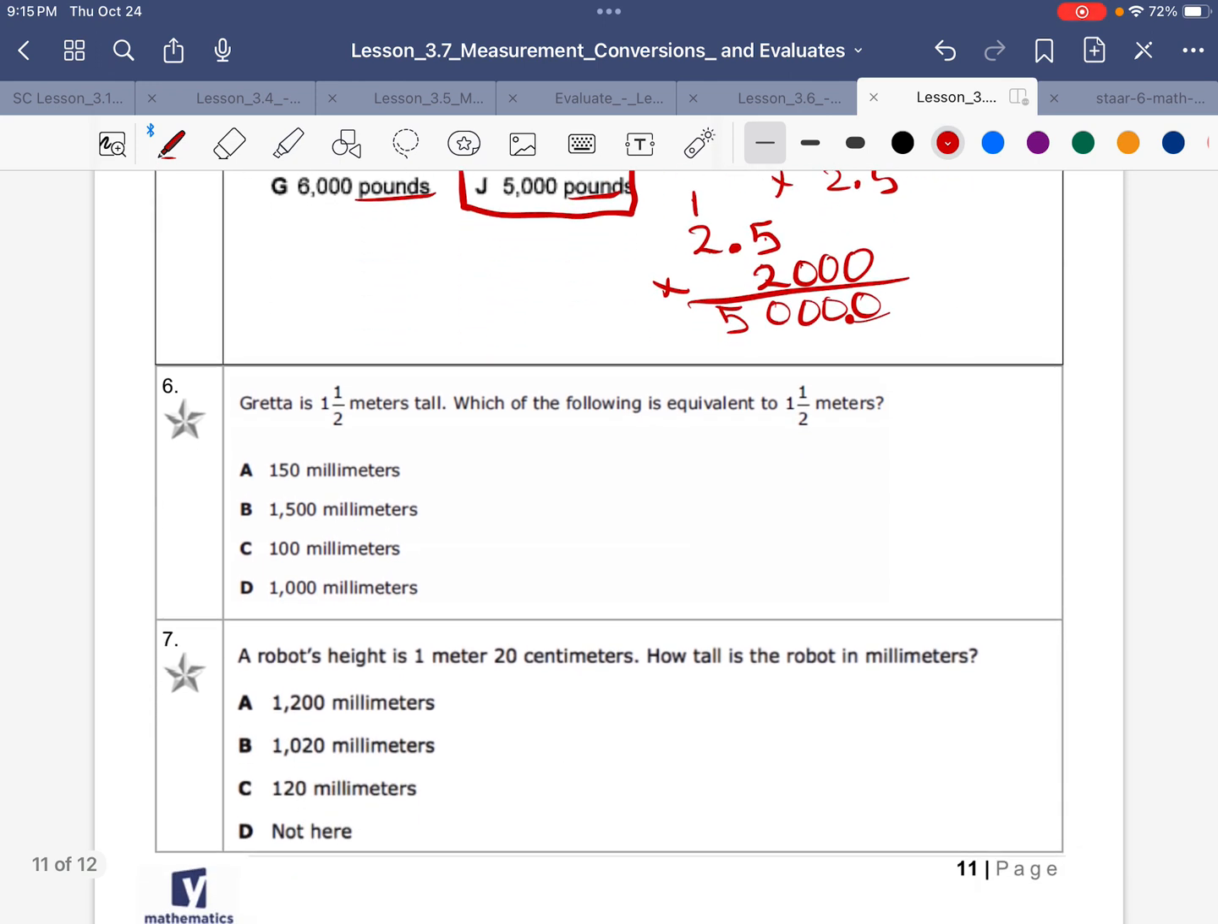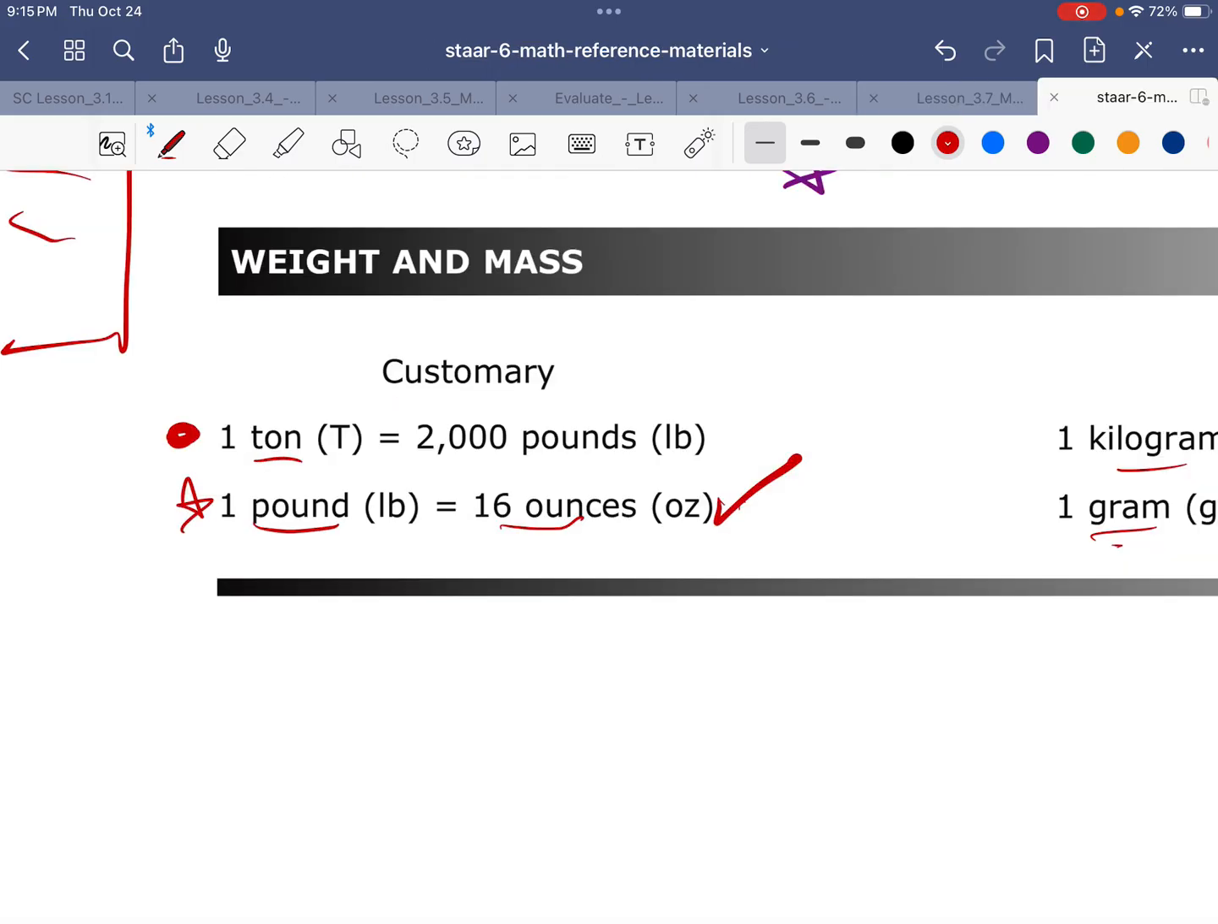Greta is 1 1/2 meters tall. Which of the following is equivalent to 1 1/2 meters? So meters, and you're looking for millimeters. Meters to millimeters.